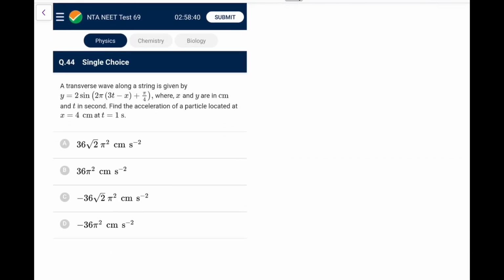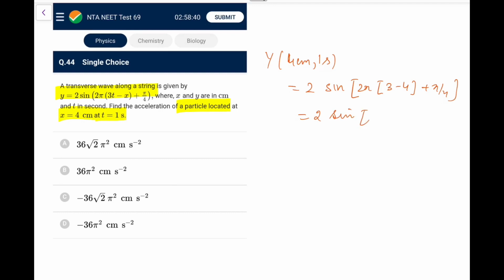Next, transverse wave along a string is given by this. Find the acceleration of particle located at 4 cm at 1 second. First let me check its position. Y at 4 cm and 1 second, what will be 2 sine of 2 pi (3t minus x), that is 3 minus 4, plus pi by 4. So what may I have, 2 sine, that would be 2 pi plus pi by 4, that is sine of pi by 4, that is it. What we have, it would be root 2. That means in SHM it would be at A by root 2 position I can make out.